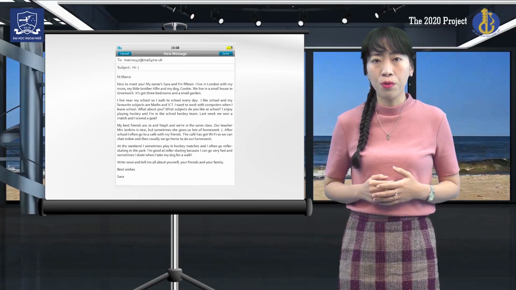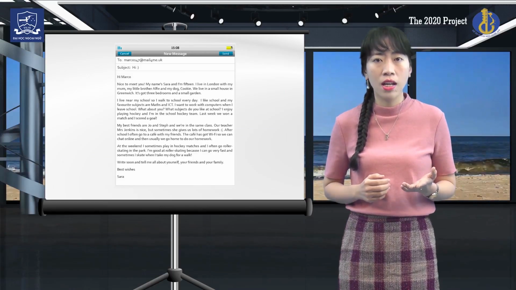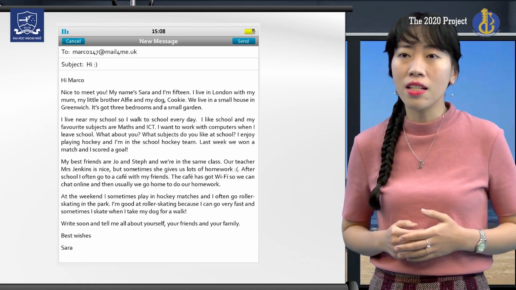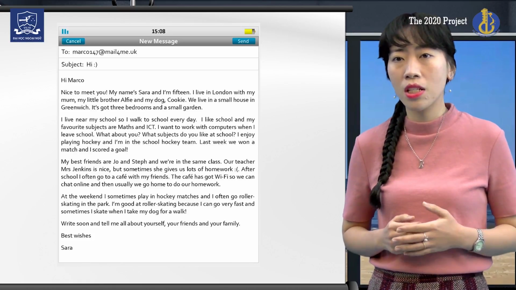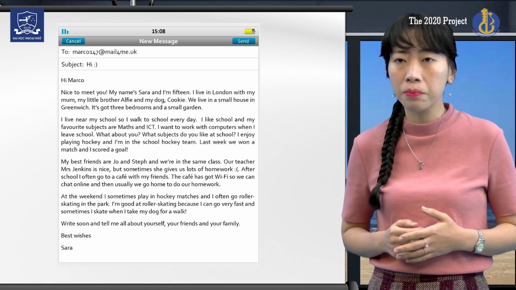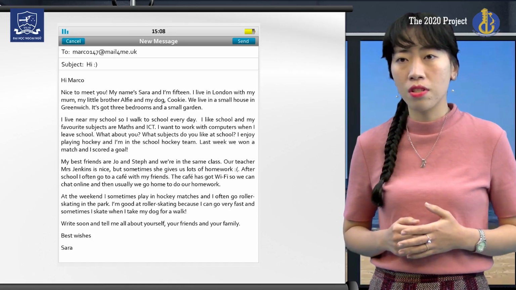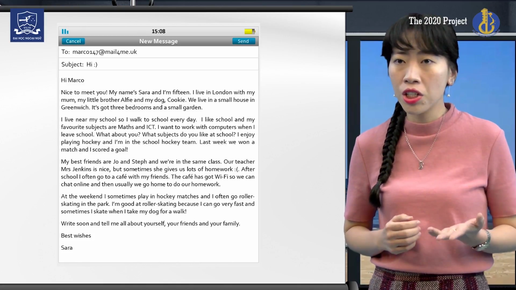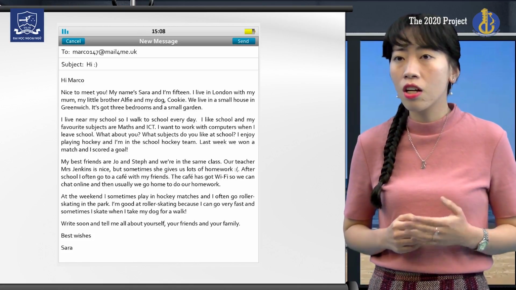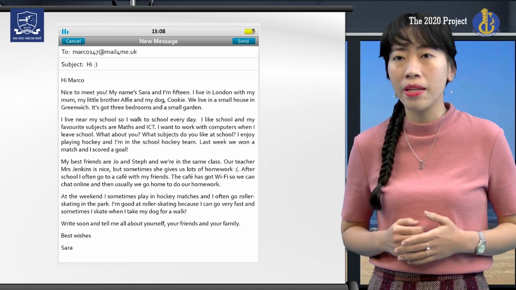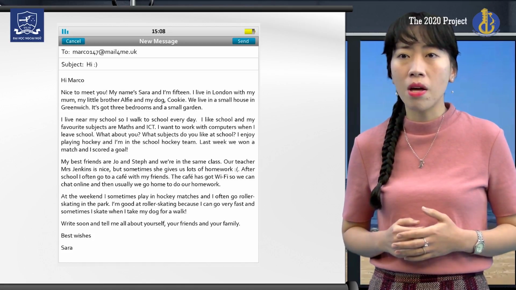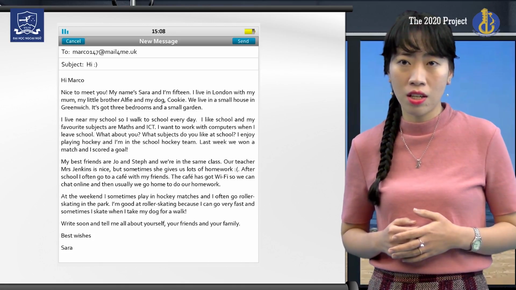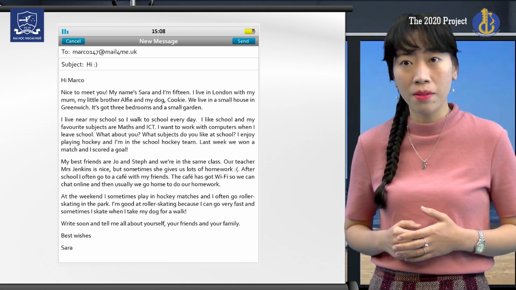Here is an example of an email at level B1. Take a look. You see, this is like an email someone writes to his or her pen friend for the first time. The writer can introduce herself, provide some information like her name, her age, her family, her house, her school, her friends, and her hobby. The language is simple, but there is a very clear connection between sentences and very good organization of paragraphs as well, right?